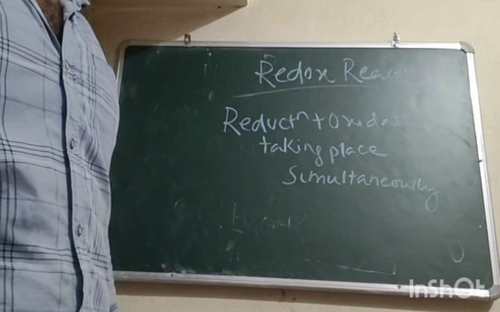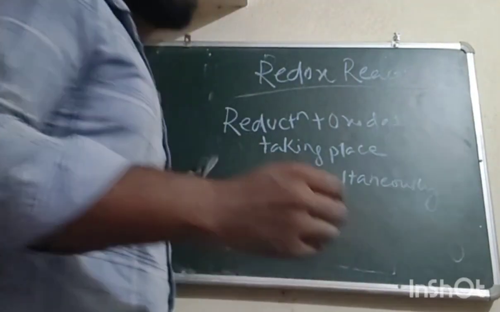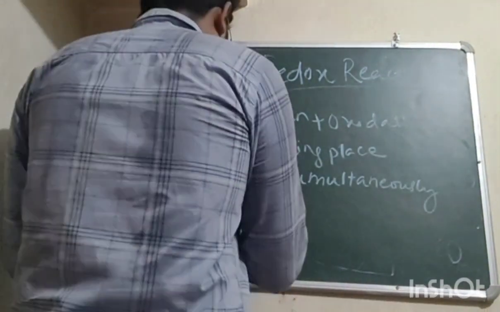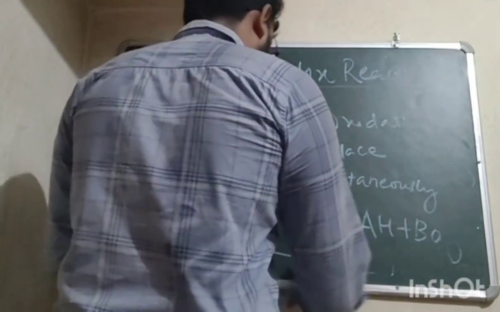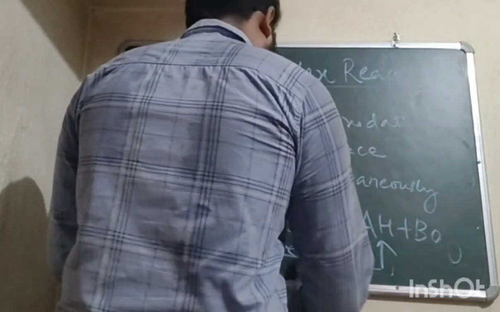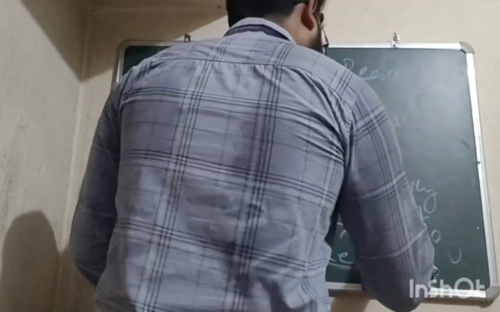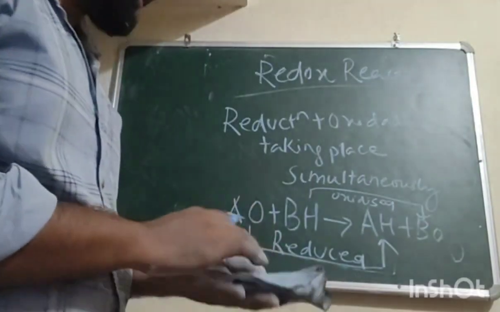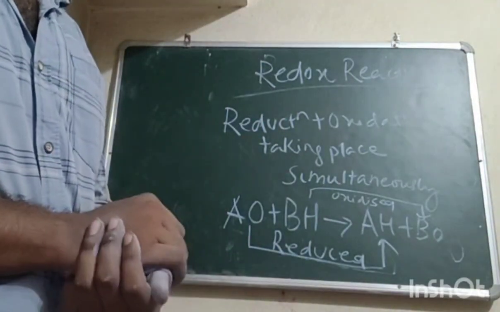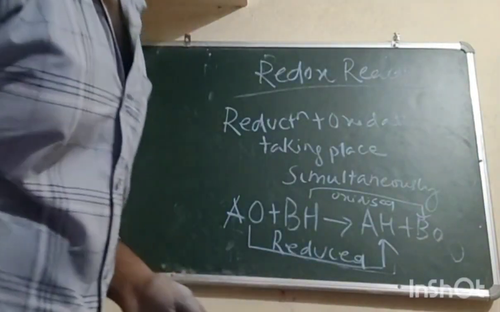For example, you can say that something like, A is getting reduced, whereas B is getting oxidized. Okay, right. So these can also be the thing. Now let us understand some more things about the oxidating agent and the reducing agent.